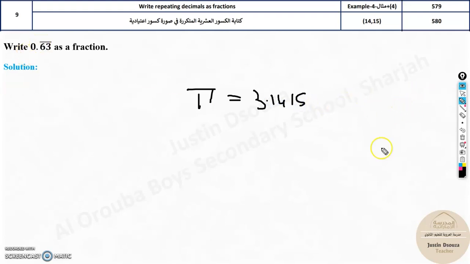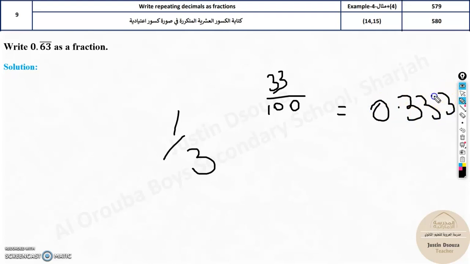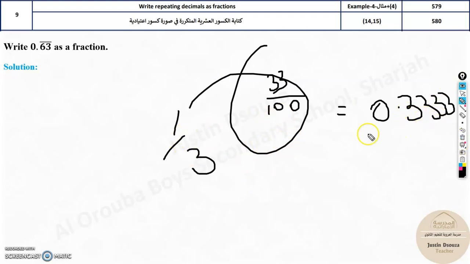But sometimes you can see there are, say, 1 divided by 3, or 33%, 33 divided by 100. What happens over here? The value will be 0.333. It just keeps on going, right? That 0.33, it's recurring, isn't it? But you can write it as a fraction as 33 by 100. Don't you agree? So this is the thing.